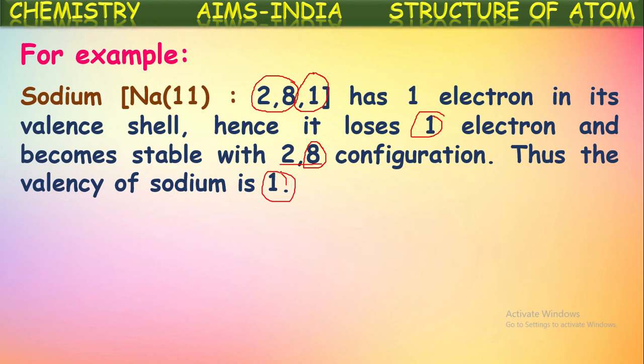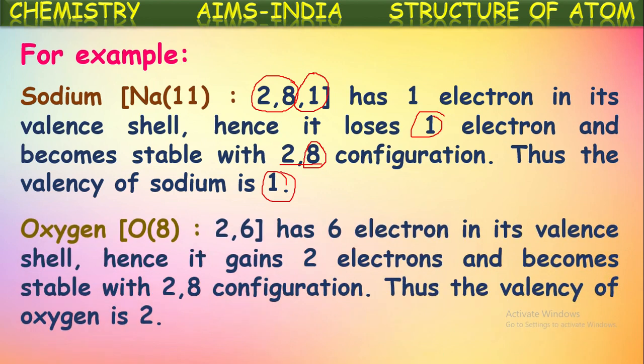Okay. Let us take one more example. If you see oxygen, atomic number of oxygen is 8 and it has 6 electrons in its valence shell because the configuration is 2, 6. Now as it has 6 electrons in the outermost shell, it needs 2 more electrons to become stable, to make it 2, 8, isn't it? So hence it will gain 2 electrons and become stable with 2, 8 configuration. So how many electrons did it gain here? 2 electrons. Thus the valency of oxygen is 2.